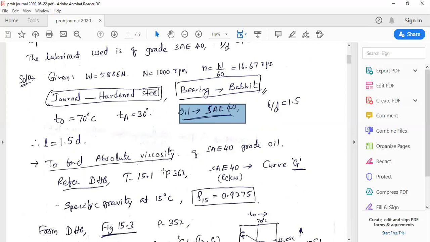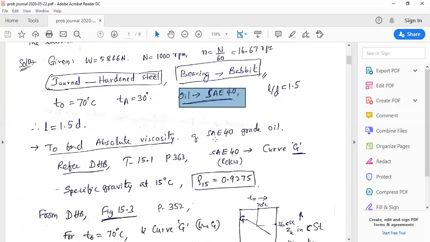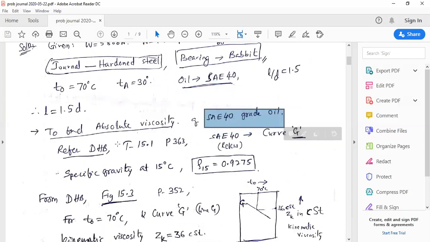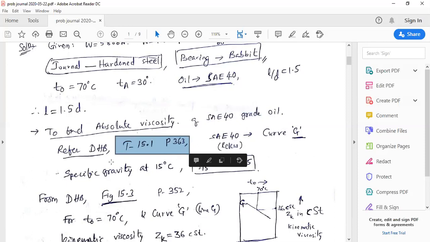So step number 3 of general design procedure includes the selection of oil. Selection of oil is either based upon the given name of the oil, or we have to determine, or we have to identify the name of the oil with the known viscosity. So here viscosity itself is to be determined, hence name of the oil is given, that is SAE 40 grade oil.